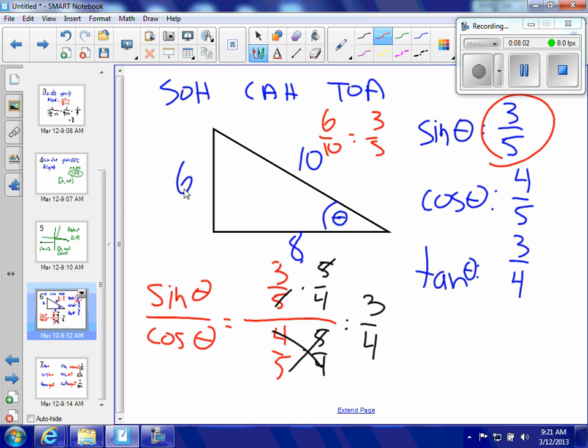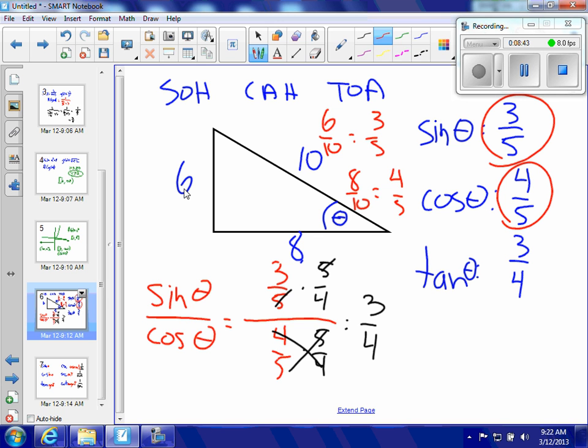Doesn't change. Doesn't matter if I make the triangle bigger or smaller, because the trigonometric functions are the ratios of the different sides. And if I'm making one side twice as big, I'm making all the sides twice as big. Okay, so Alexis, give me cosine theta now. 8 over 10, which I can reduce to 4 over 5. Further proof. Doesn't change. We okay with that?